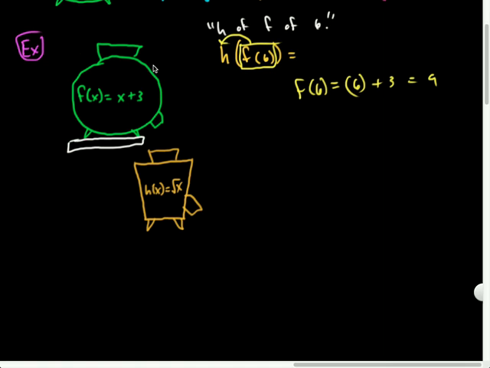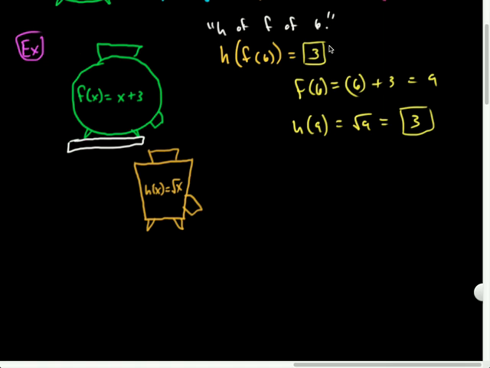Right? Just like we saw here visually, I plugged in 6, out popped a 9. 9 is being plugged into h. So let's figure out h of f of 6. I'm going to plug the 9 into h. H of 9 is going to equal the square root of 9, which is 3. And that would be the overall output from my combined machines, my composition of functions. Okay?